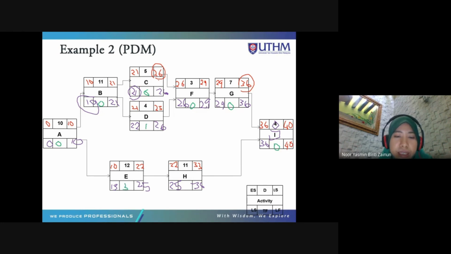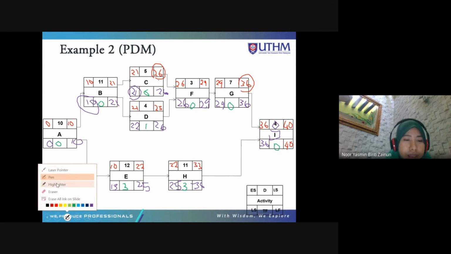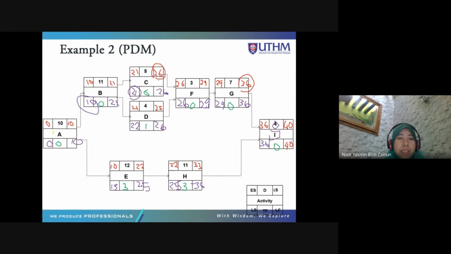Okay. And 36 minus 33 is 3. 35 minus 22 also 3. We have double checked. And this means that the critical activities are A, B, C, F, G, and I. And the critical path is here. A, B, C, F, G, I.